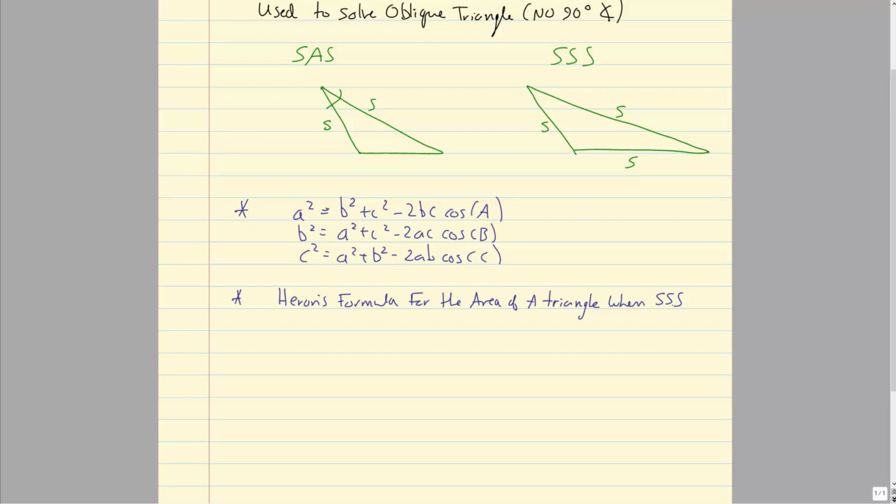So the area of the triangle, first of all, with Heron's formula, starts with the semi-perimeter. Semi-perimeter we'll denote with an S, and it's equal to 1/2 times the sum of the three sides. Then once I have that value, the area is going to be equal to the square root of the semi-perimeter times the semi-perimeter minus each side, and these are all multiplied together.